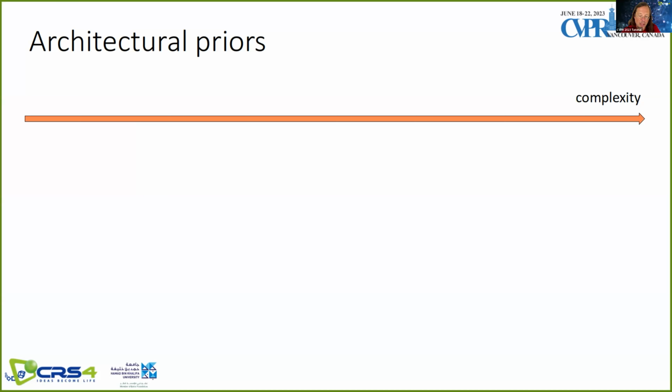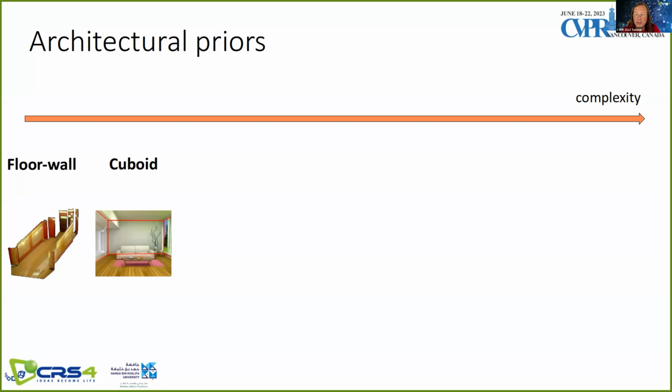The most restrictive one is the floor wall prior, which assumes that the environment is composed of a single flat floor, so a single flat surface, and straight vertical walls. So we basically ignore the ceilings. The cuboid prior assumes that the room has a cube-like shape, so it's bounded by 6 rectangles placed at right angles. So the task of reconstruction is to find these 6 rectangles that form the cube.